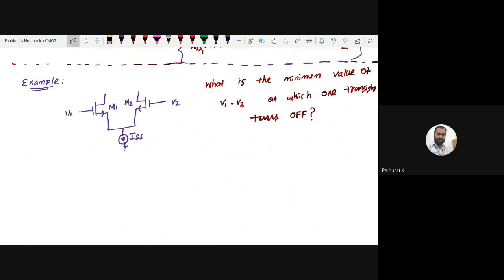Now I took one example. I will let you know what is the need for this problem. I will give the connection later. Time being, இது ஏன்னு புரியாது, but we will do this later. I will give the connection. So got my question clearly? What is the minimum value of the differential input voltage V1 minus V2?